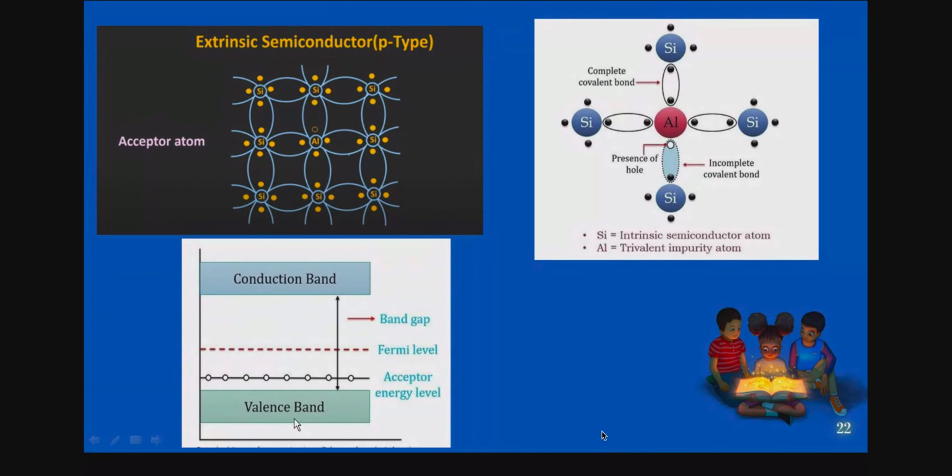Now you can see the acceptor level here. What this means is that above the valence band there is another level called the acceptor energy level. Why do we call it the acceptor energy level? Because the doped trivalent atoms are called acceptor atoms. That is, there is one deficiency in the outermost orbit, that is, one electron. So what happens here? The holes first occupy the acceptor level, isn't it?